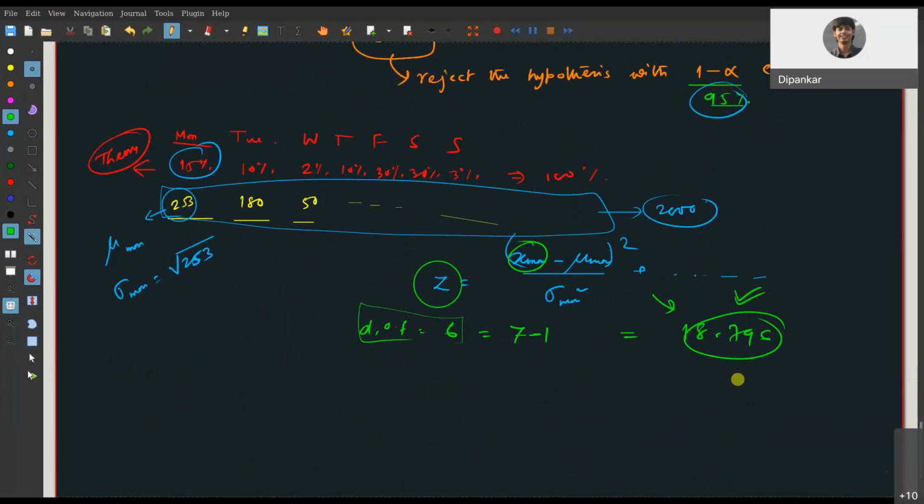Okay, Sir, can you repeat why you took n equal to 6? Because the prediction for the seventh day was not an independent prediction. Okay, because the total percentage is 100%.